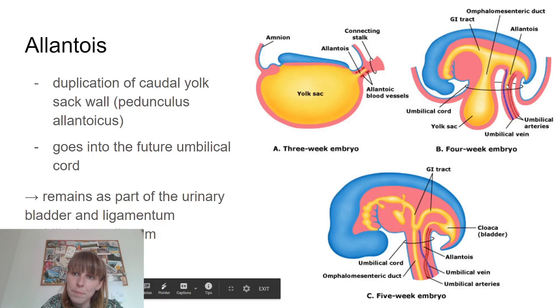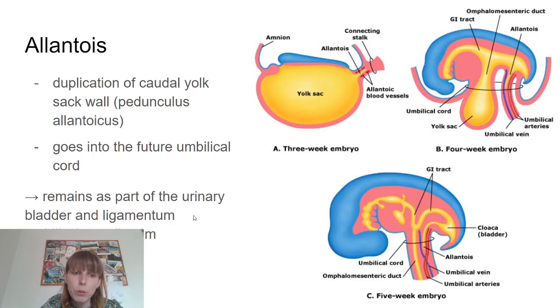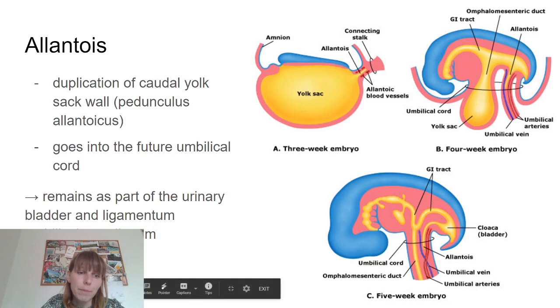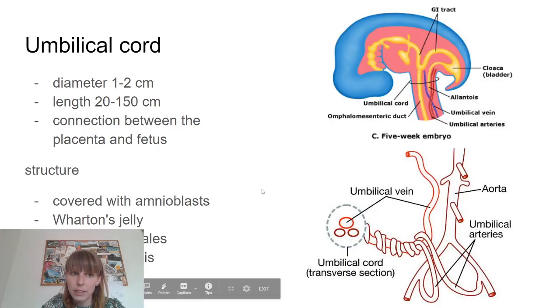And this is also one of the structures that will in the future have a role in forming some organ, and in this case it will become part of the urinary bladder and one of the ligaments of the umbilical cord. So we can see part of the allantois in the slide of the umbilical cord as well. We will take a look at that. So this was the beginning of formation of the umbilical cord, really.